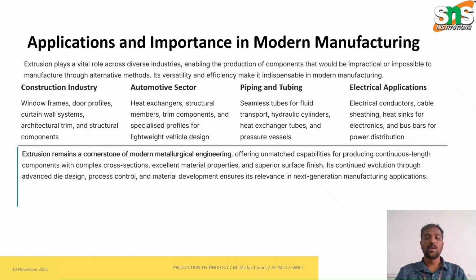The applications and importance in modern manufacturing are the construction sector, automotive sector, piping and tubing sector, and electrical applications. In all these areas we use extruded components. For example, in the construction industry, windows, frames and profiles can be made. In automotive sectors, heat exchangers can be made. In piping and tubing and electrical applications, heat sinks can be made using this extrusion process. So we have seen the extrusion process as a part of metal forming industries. Extrusion is one such type of metal forming.